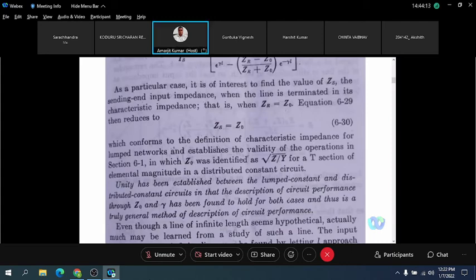So the unity is established for Z naught and in terms of Z naught and gamma. Gamma for a distributed constant circuit is equal to root of ZY, and Z naught is equal to root of Z upon Y.